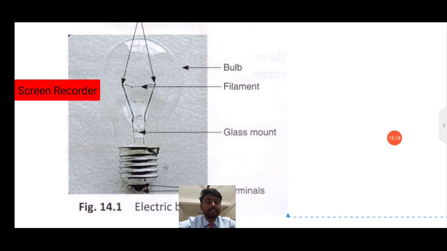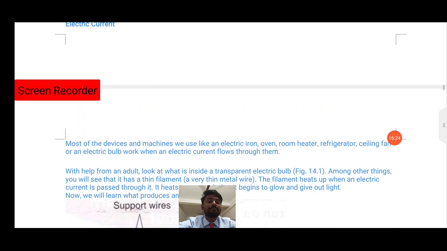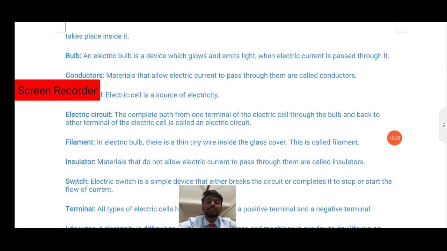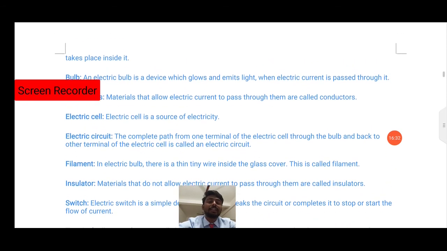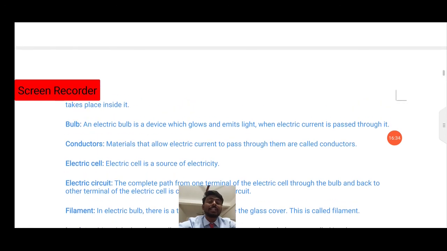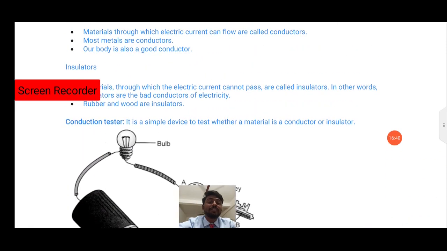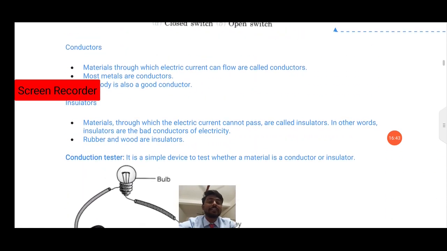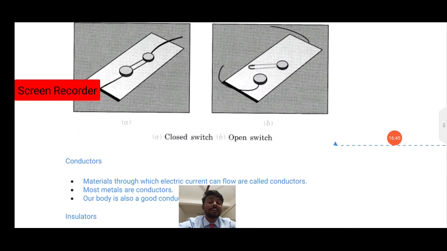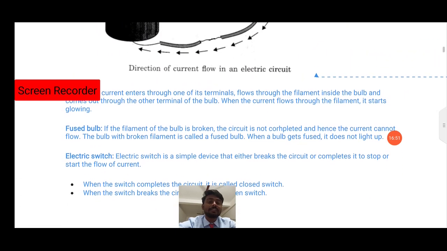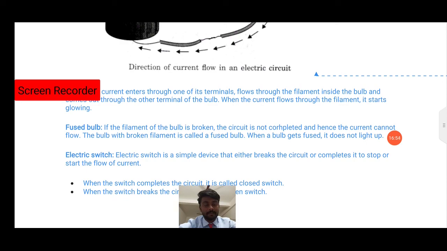Okay, I will continue next class. Thank you. Students, today we discussed the electric bulb and electric current, and also some short definitions like insulators, filament, electric circuit, electric cell, conductors, and the bulb. We also discussed dry cells, conduction testers, insulators, conductors, open switch and closed switch, and the electric switch. So this is your syllabus for today. I will continue next class. Thank you.